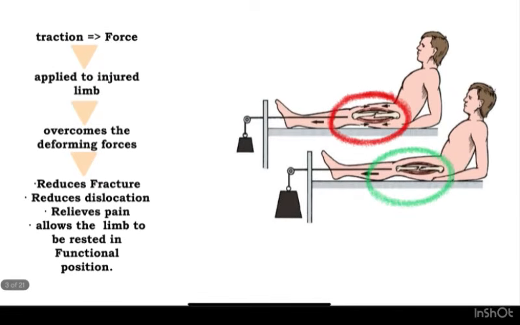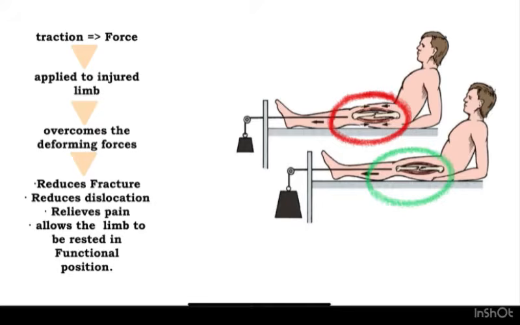Now what is traction? Traction is a force that is applied to the injured limb to overcome the deforming forces. What are the aims of traction? The aims of traction are to reduce fracture by restoring the length, alignment and rotation, to reduce dislocation, it also relieves pain as it acts against the muscle spasm, and it allows the limb to be rested in a functional position.